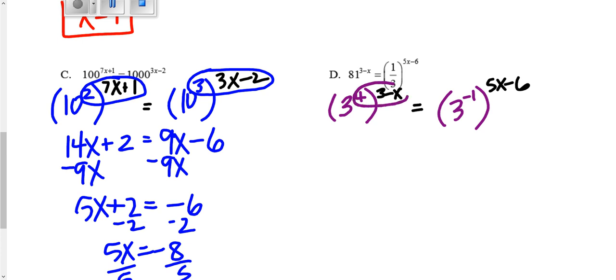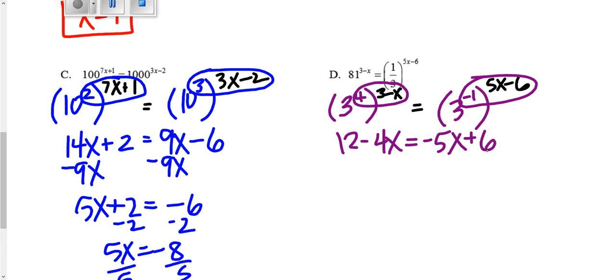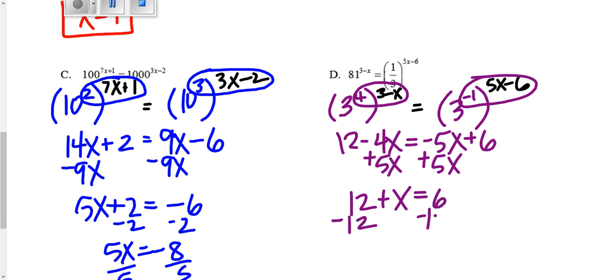And then you're going to combine your exponents, so I'm going to distribute both of them, so I ignore the 3's. This is 12 minus 4x equals negative 5x plus 6. If I distribute that negative 1, I'm going to choose to add 5x over here. So then that would be 12, and that would be plus x equals 6. You can subtract 12, and we get x equals negative 6.